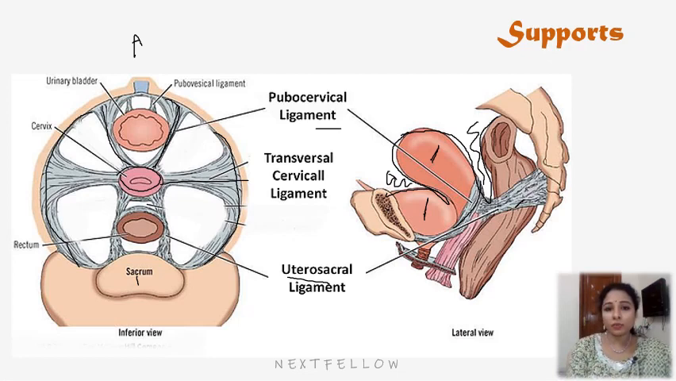Next are the transverse cervical ligaments. First we shall talk about these transverse cervical ligaments, or Mackenrodt's ligaments. They are the most important ligaments of the uterus, hence they are often called cardinal ligaments. They are like a fibromuscular condensation of pelvic fascia around the uterine vessels at the base of the broad ligament. They are fan shaped on each side.